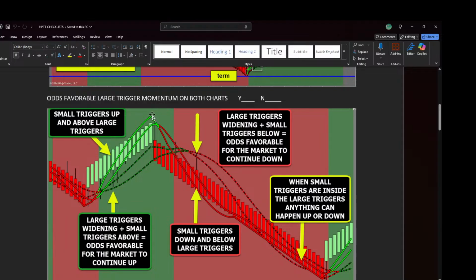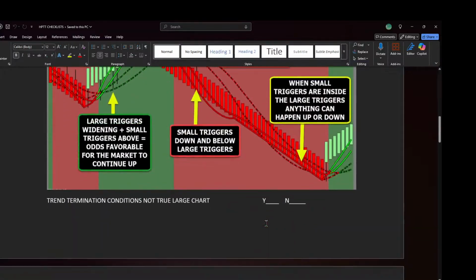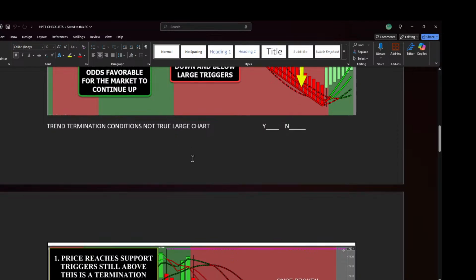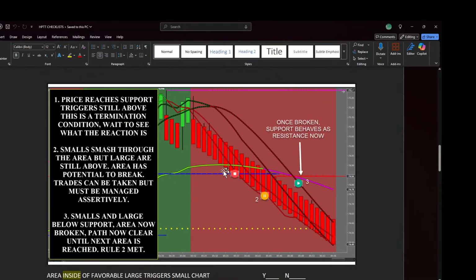Then the second one, this is the first rule though. Do you have strong triggers? Is it strong or is it weak? Only one look, strength, should get you to the next item on the checklist. Is it a termination conditions? Not true. No termination conditions. So did price reach an area with all the triggers above? Absolutely no trades. Wait for the reaction. Did the small and large get below support? It's now resistance. The path is clear until I reach the next area.